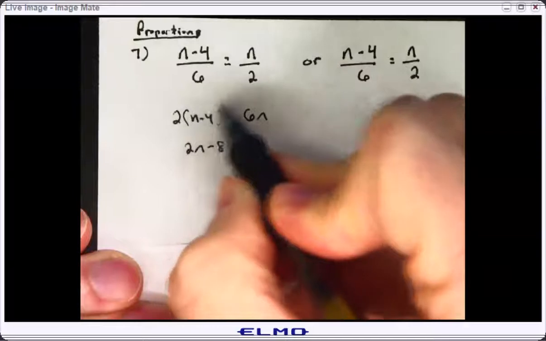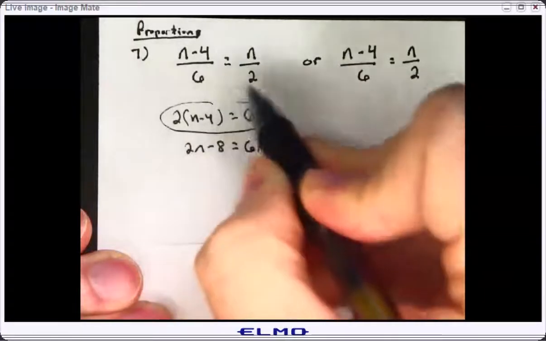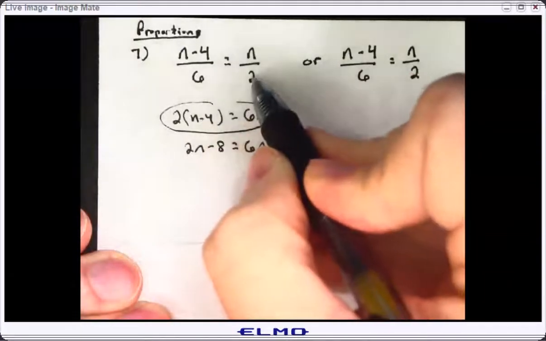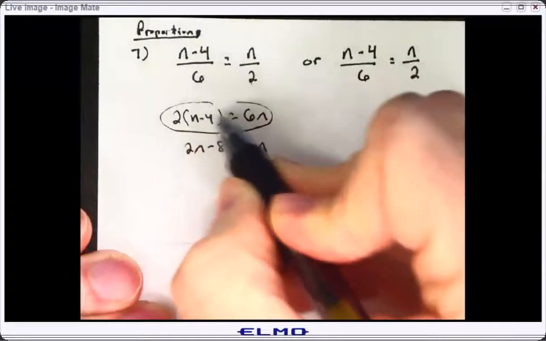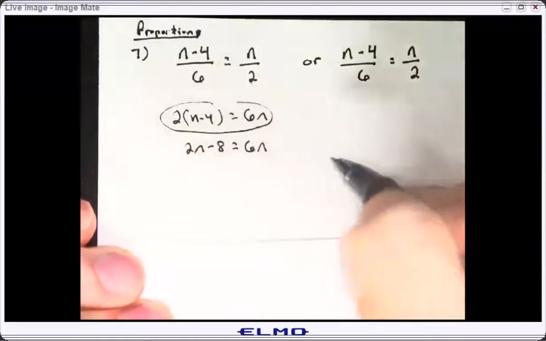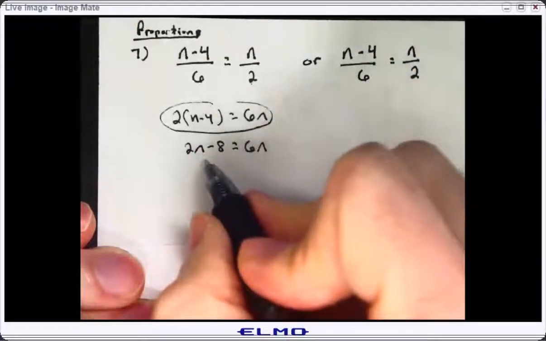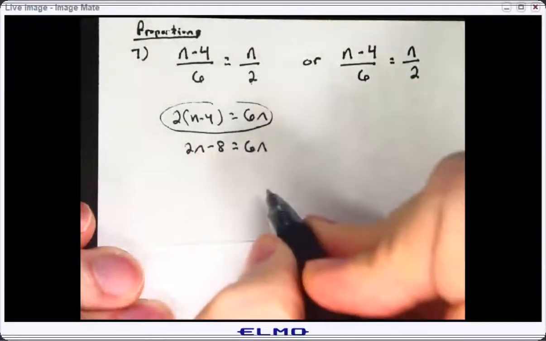And you don't have to write this line right here. I'm just showing you what it looks like. I would just say 2 times n is 2n. 2 times negative 4 is negative 8. But this is what I'm doing in my head. Here I have an equation. Both sides are simplified. So step 1 is done.